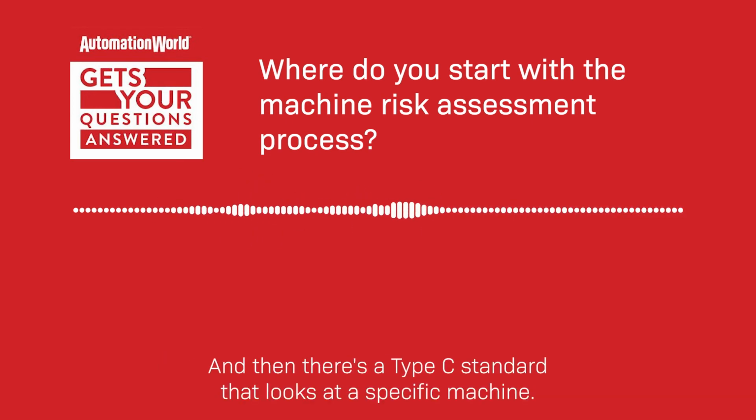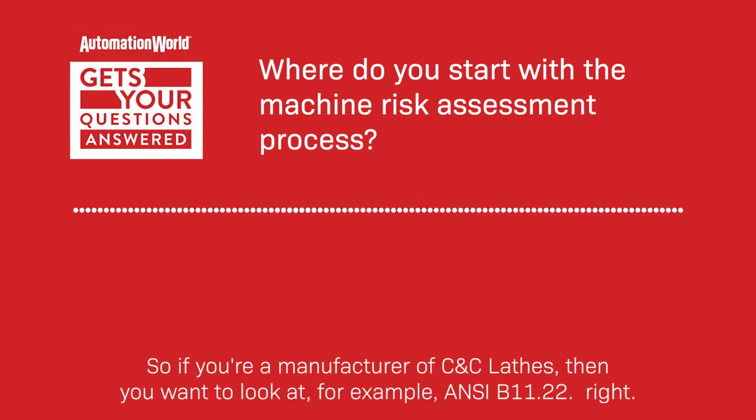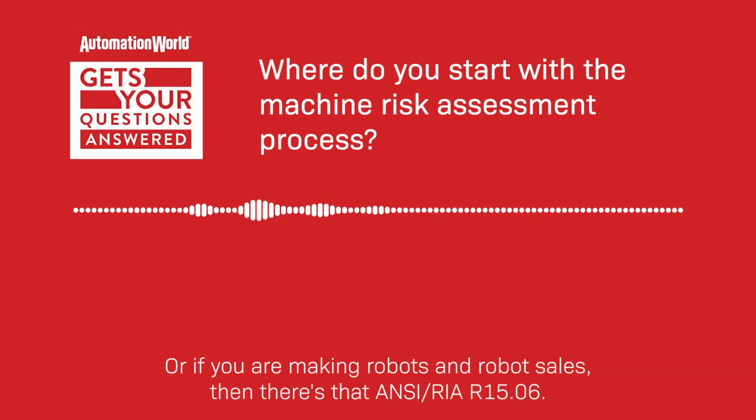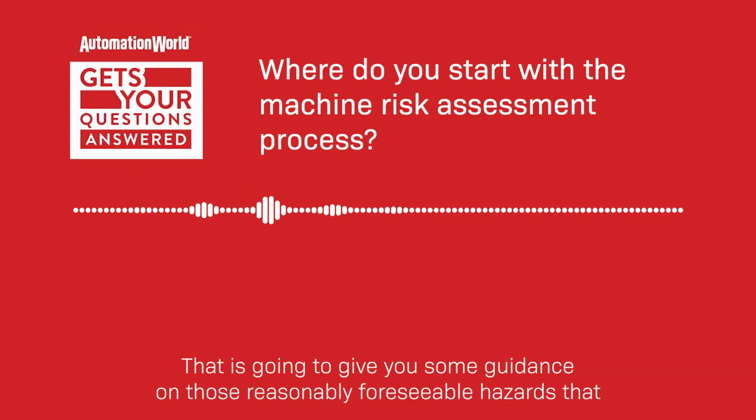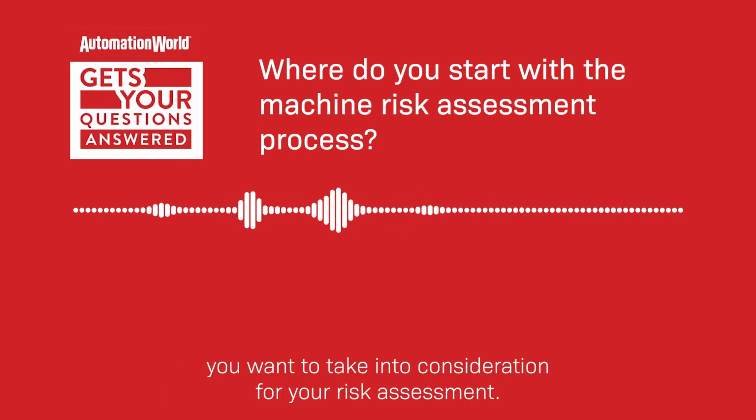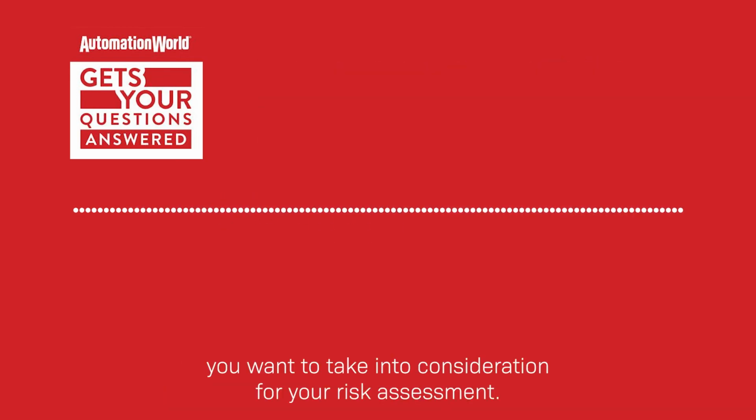And then there's a Type C standard that looks at a specific machine, right? So if you're a manufacturer of CNC lathes, then you want to look at, for example, ANSI B11.22, right? Or if you are making robots and robot cells, then there's ANSI RIA R15.06. So you want to start with that, right? See what Type C standards apply to your machine, because that's going to give you some guidance on those reasonably foreseeable hazards that you want to take into consideration for your risk assessment.